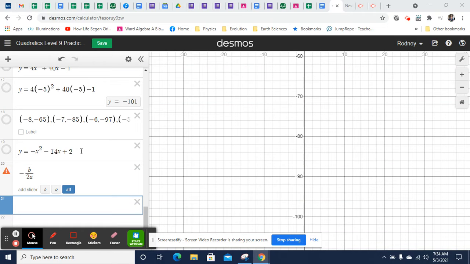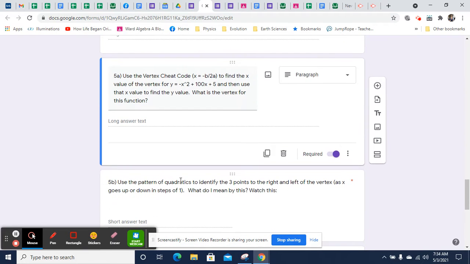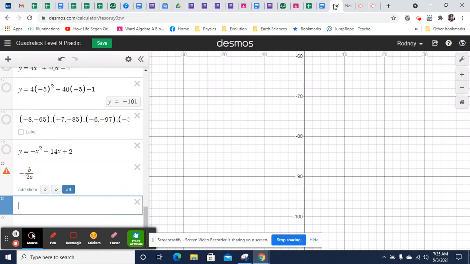I'm going to do a third video on what do I mean by this. On 5a, you're asked to work out the vertex for y equals negative x squared plus 100x plus 5. And then you're supposed to identify 3 points to the left and the right using the pattern. So what do I mean by this? Let's talk about what I mean.